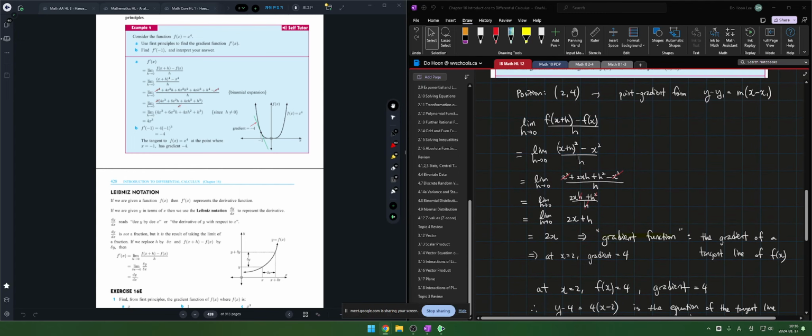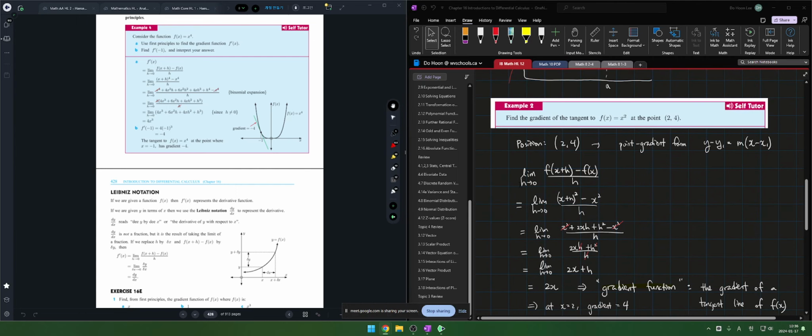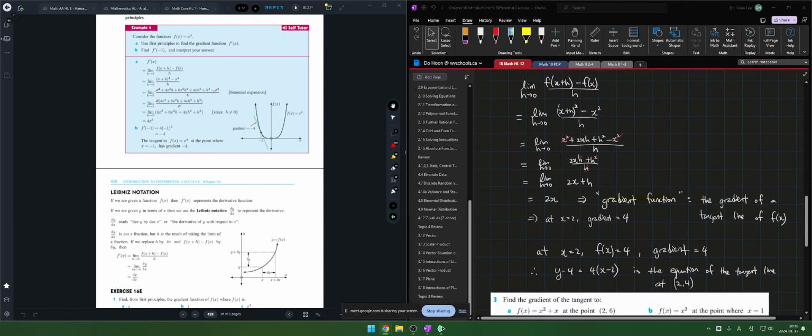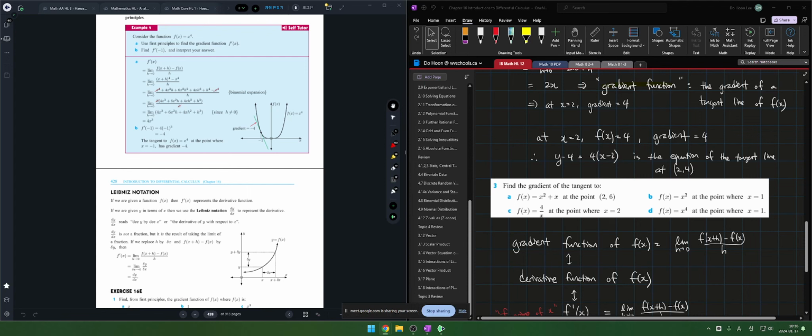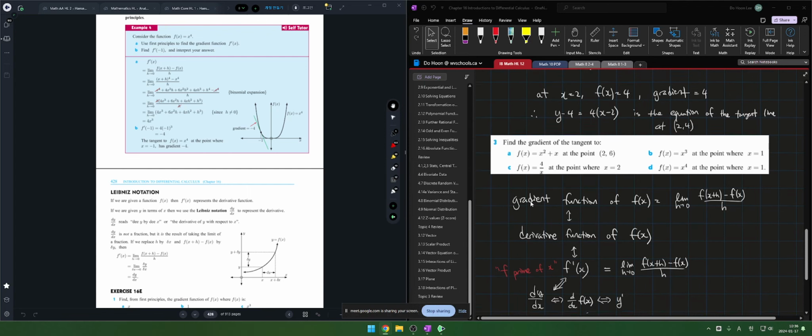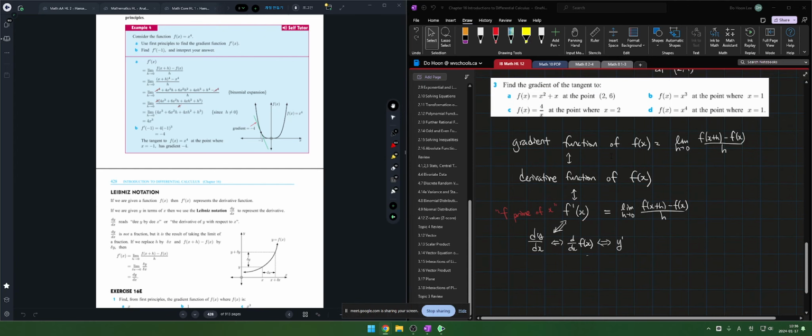So then we had this scenario practicing how to take the limit as h goes to 0, and then we do some work, which gives us a gradient function, which we'll talk about in a second. And then we were able to find the equation of the line. So we did some practice questions as well. The gradient function of f of x is synonymous with saying the derivative function of f of x. And how do we notate the derivative function of f of x? We use either f prime of x, or dy over dx, or d over dx of f of x, or y prime.